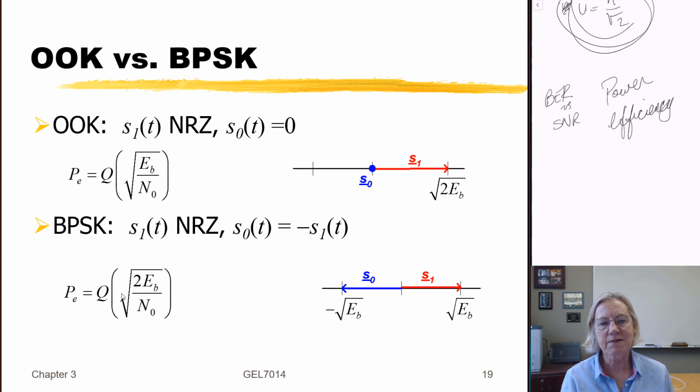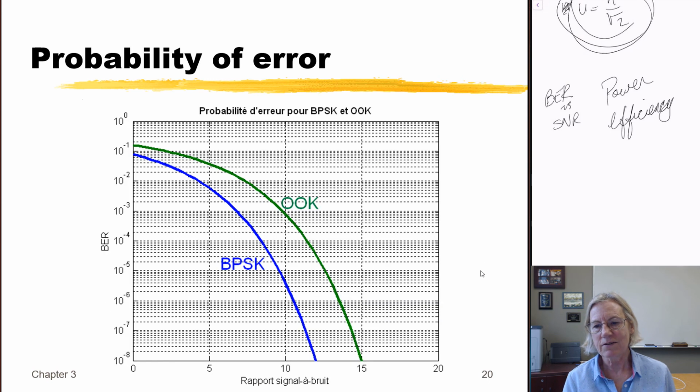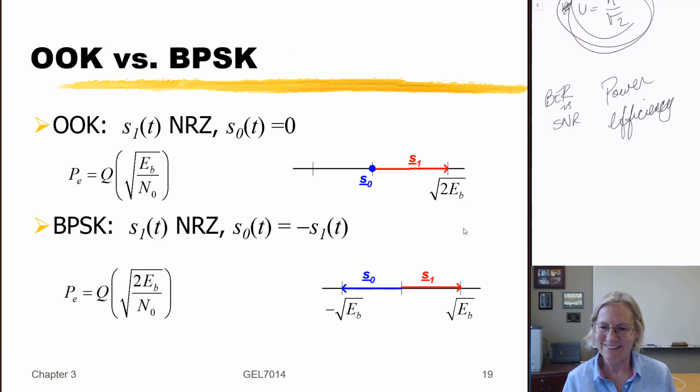The BPSK system we looked at, of course, set the same symbol waveform for symbol 1. It was NRZ. And the logic 0 waveform was just the negative of the logic 1 waveform. This is the representation in the signal space, and this is the probability of error. So I just repeated myself, but we can see there's a factor of 2 different here. It's like I have twice as much energy here than I do here, sort of the equivalent.